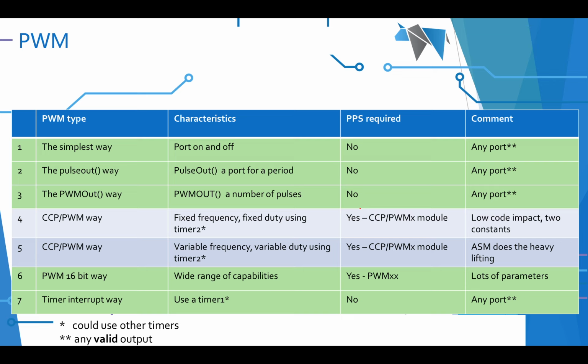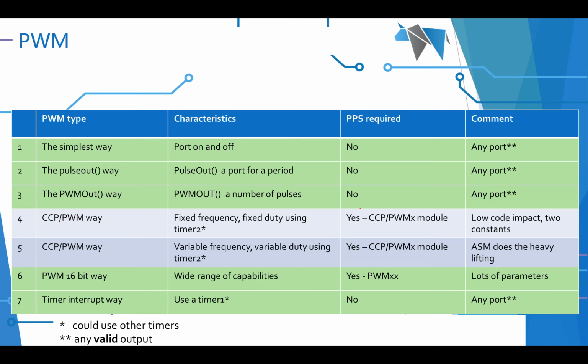The problem is that using CCP, PWM needs to work. And there's 2 ways of doing it. There's a fixed frequency, and that uses timer 2. And as it says in the comments, very low impact in terms of code. If you want a fixed signal, brilliant. You just type it in, and Hugh wrote that a long time ago, and it just works.